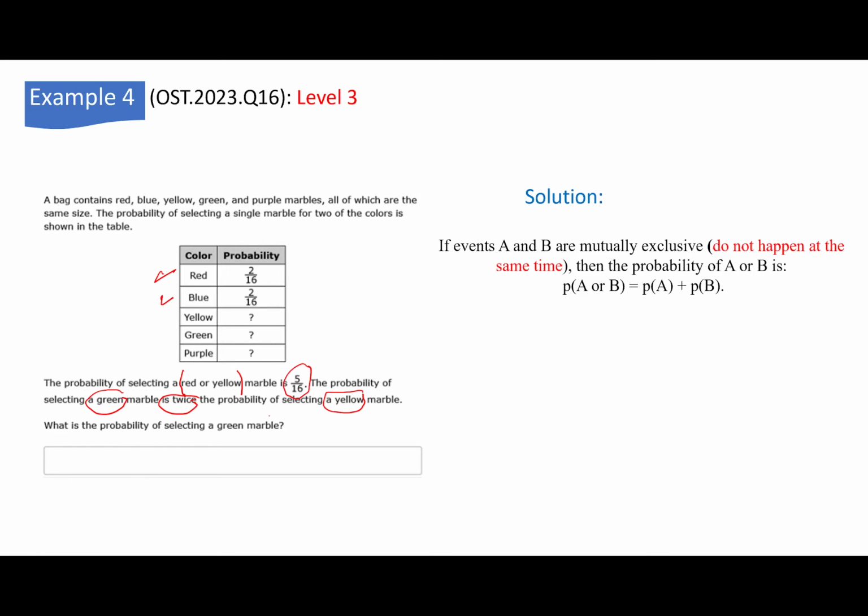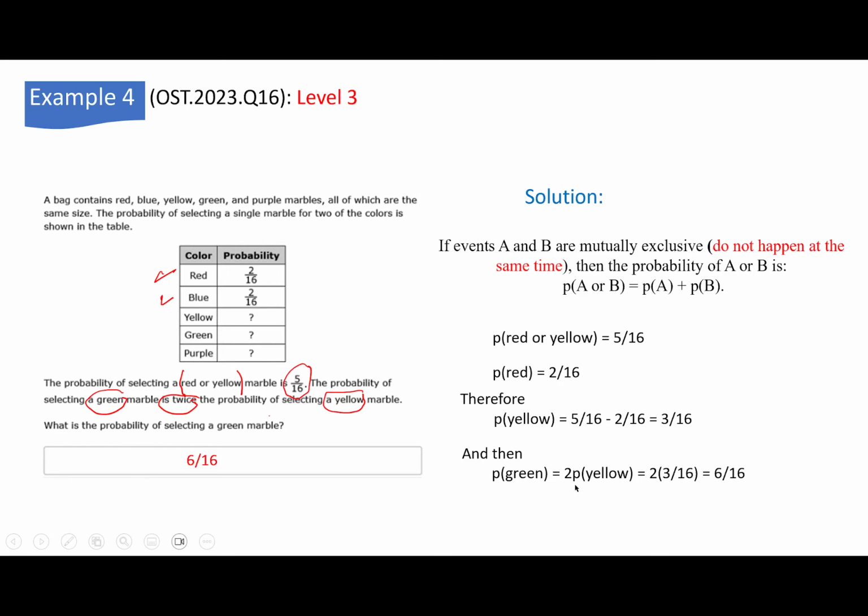So now what we have is the probability of red or yellow. Red or yellow is given as 5 over 16. The probability of red is 2 over 16, right here, given. So now to find the yellow, you have to subtract these two, right? So the probability of getting a yellow is 5/16 minus 2/16, which is 3 over 16. So I found the yellow. Now I just multiply it by 2 to get the green.